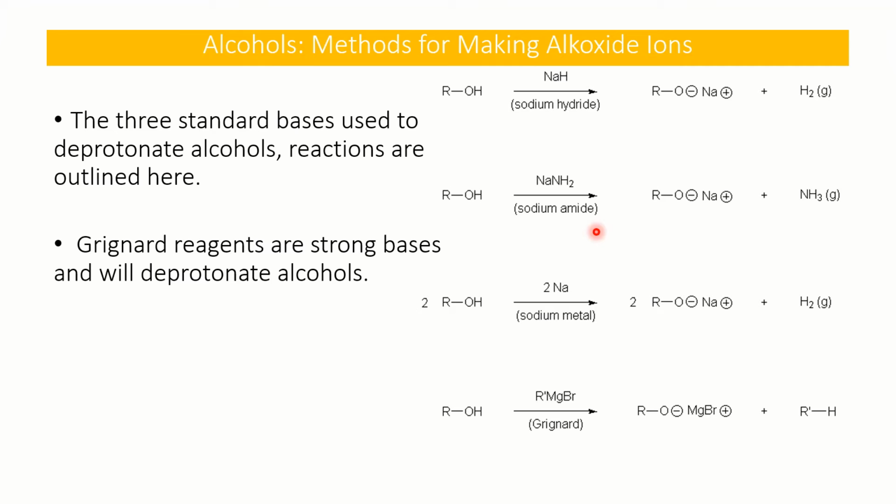We use this information to generate bases that can be used to deprotonate alcohols. Chief amongst these are sodium hydride, the amides, and the alkali metals themselves. The Grignards are rarely used. But you can see that in all cases, we generate the alkoxide and gaseous molecules. So very efficient reactions.